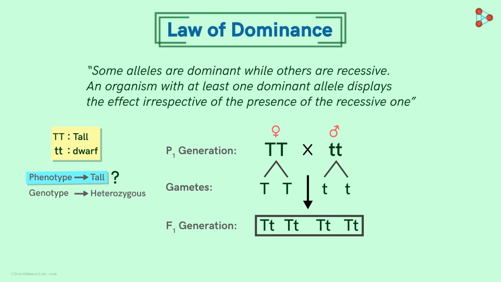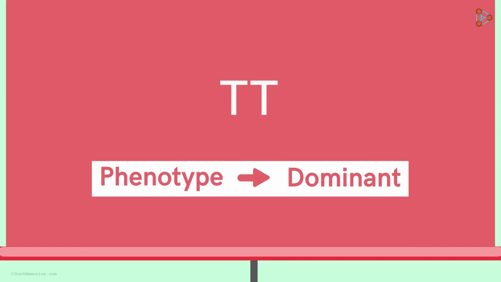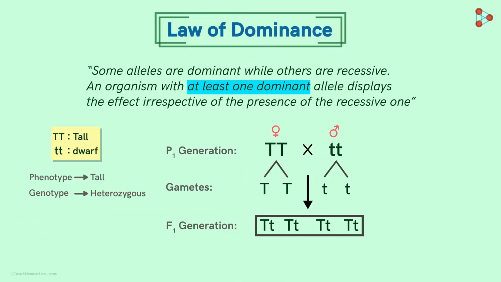Doesn't the tall phenotype clearly indicate that the dominant allele has masked the presence of the recessive one? That's right. That's what the second part of the law says. The presence of a single dominant allele is enough to express the trait phenotypically. And what if both the genes are dominant? It's obvious that the phenotype will be dominant. The law states at least one dominant allele, which means if one or even both the alleles are dominant, then we get the respective dominant phenotype.